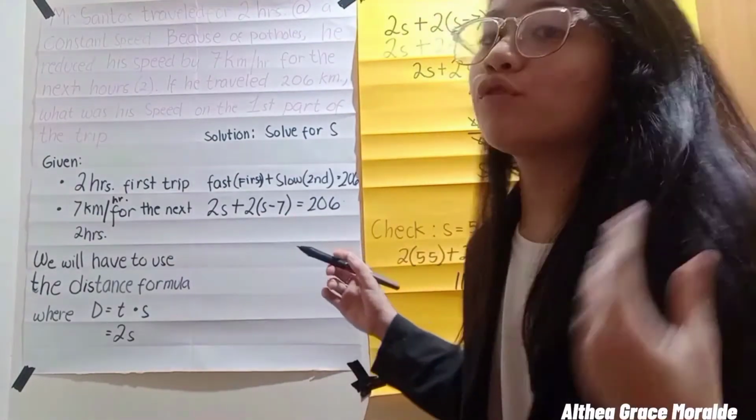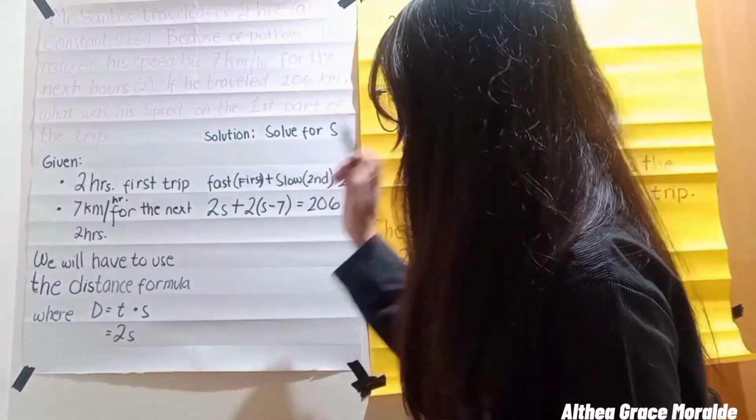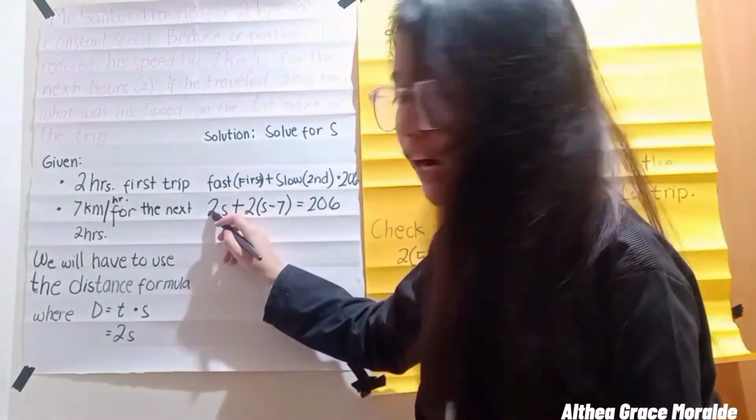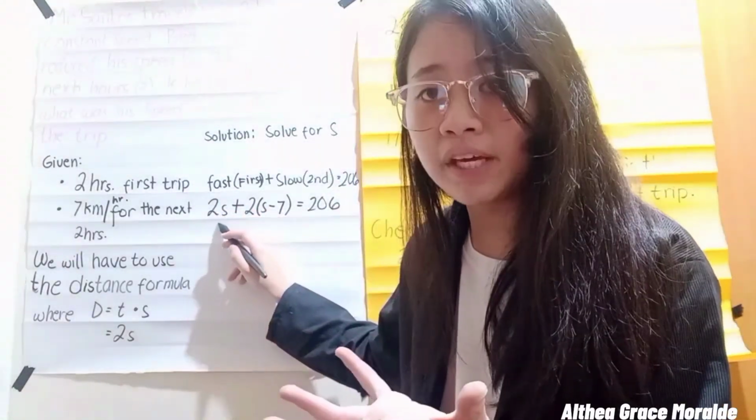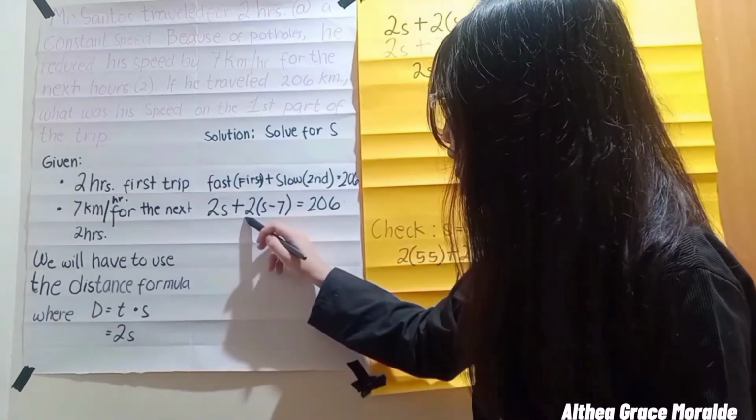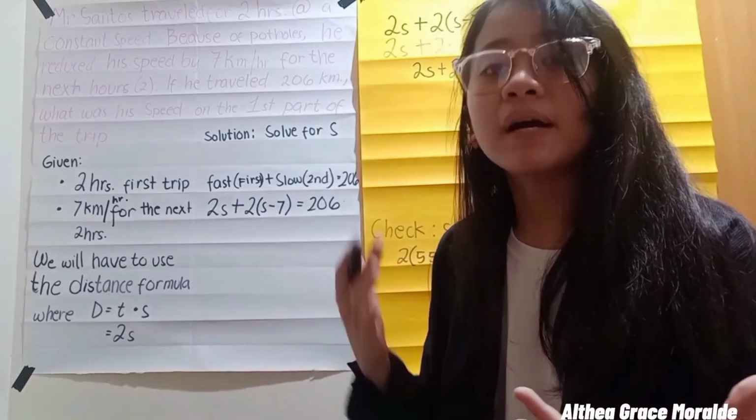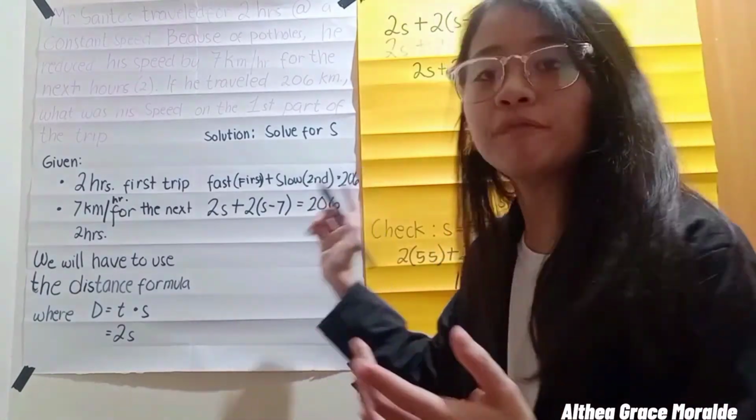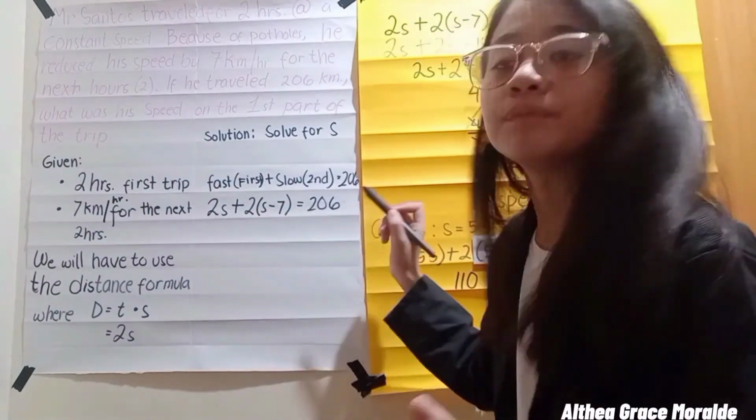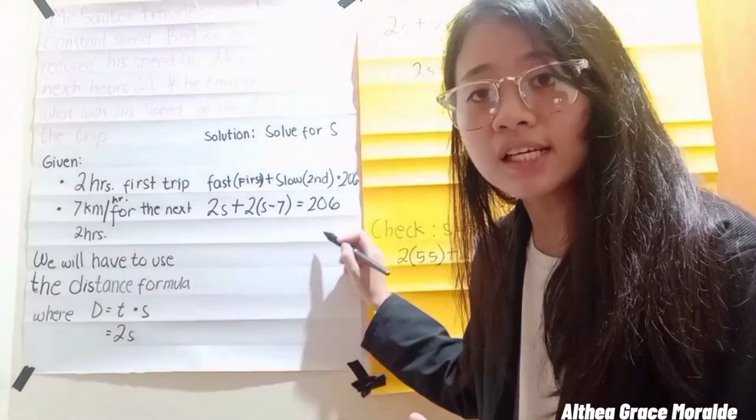Now we're going to have to form this equation. This is for the first trip: 2 hours times the unknown speed. Now for the second trip, 2 times the speed minus 7, because Mr. Santos decreased his speed by 7 kilometers per hour during the second trip. If both are combined together, the complete distance will be 206 kilometers.